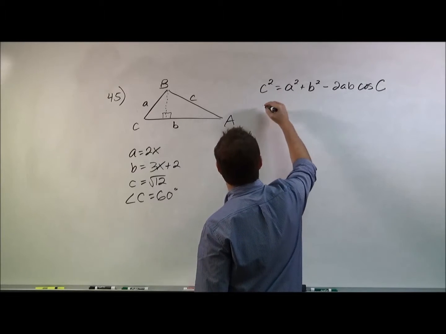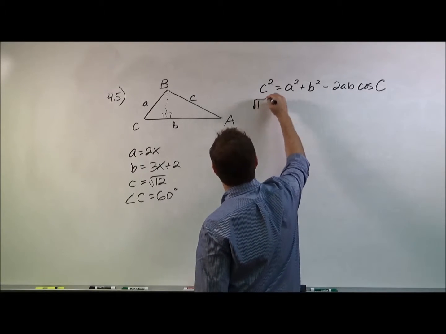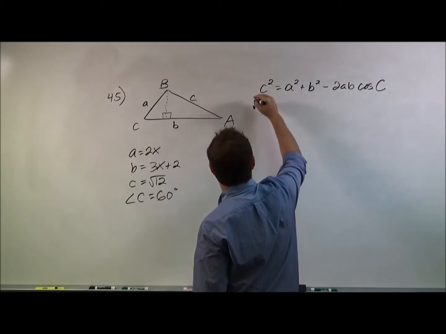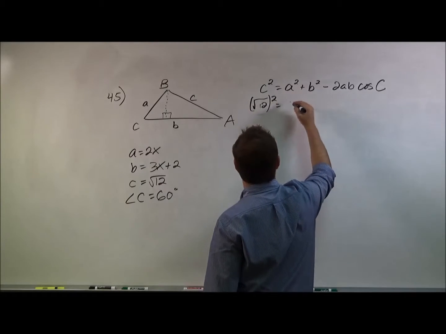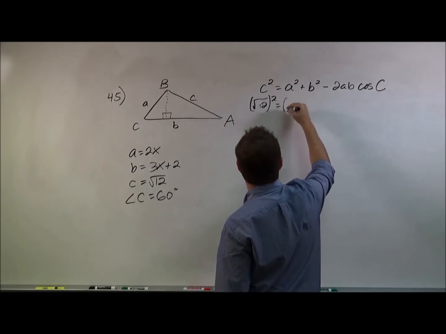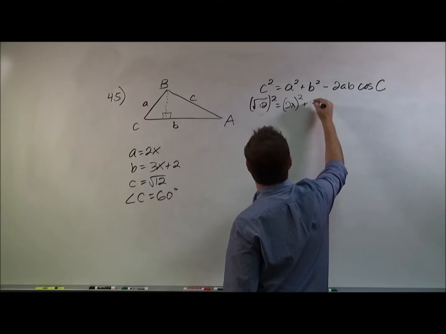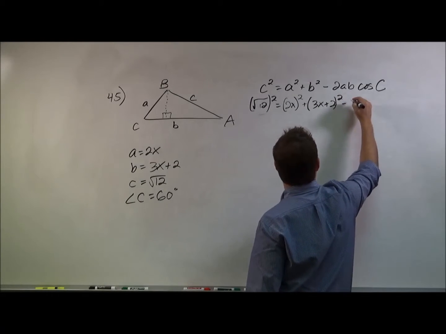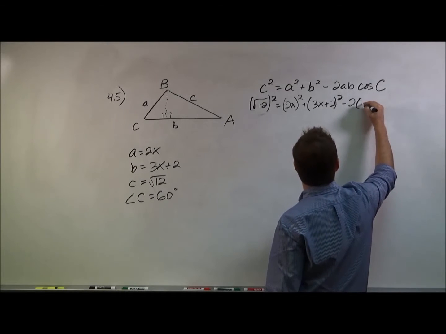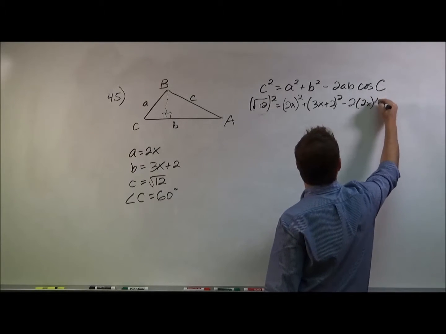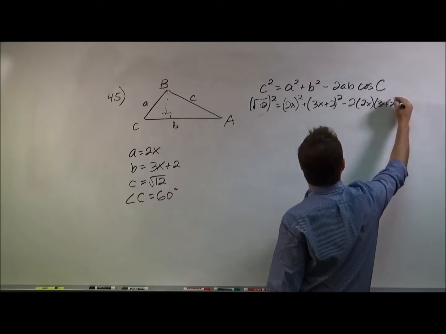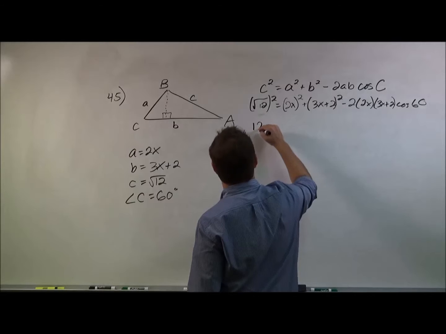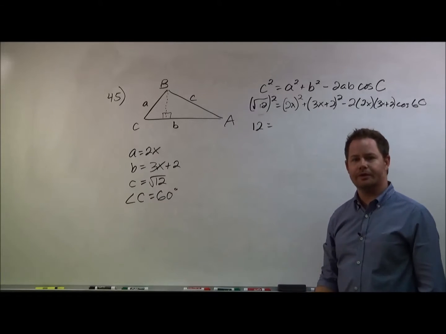Here, c squared would be root 12. Let's erase that. Square root of 12 squared. And then a squared would be quantity 2x squared. B squared would be the quantity 3x plus 2 squared, minus 2 times 2x times 3x plus 2, cosine of 60 degrees. Now to simplify, root 12 squared, when we square that, we get 12.